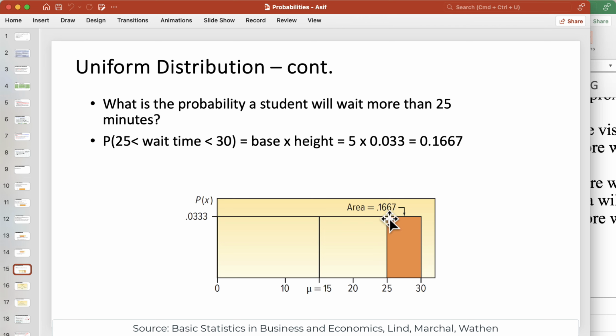We have to calculate the area of this orange rectangle. This is 25, this is 30, so which means this base is 5. And if this base is 5, we already know the height, this one is 0.033. So if we multiply 5 by 0.033, that will give us the area of this orange color rectangle. So 5 multiplied by 0.033 is equal to 0.1667. So that is the probability that a student will have to wait more than 25 minutes.